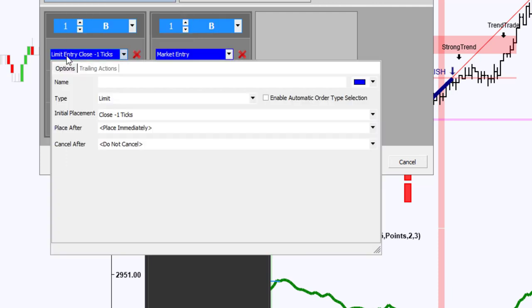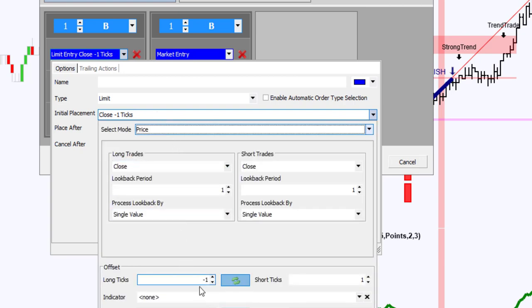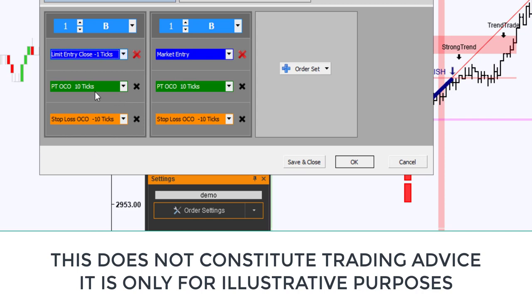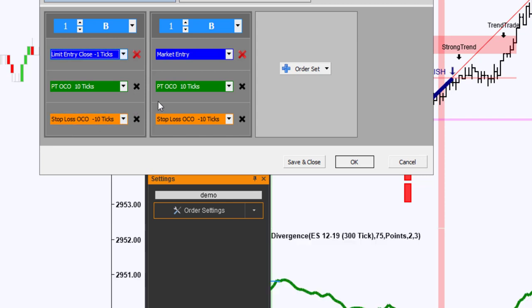Then I'm telling it to give me a limit order, and I'm telling it to place that limit order at -1, because during my testing I was seeing that the limit order was getting filled at the same price as the market order. And then I want a profit target of 10 and a stop loss of 10. These numbers are not meant to be any suggestion as to a profit target or strategy. They're only there for illustrative purposes.